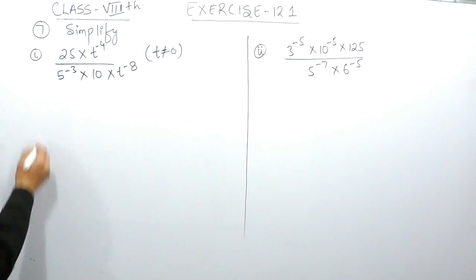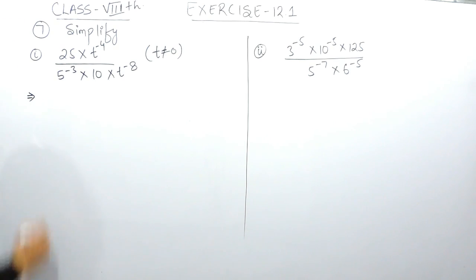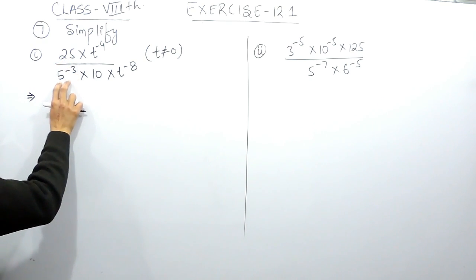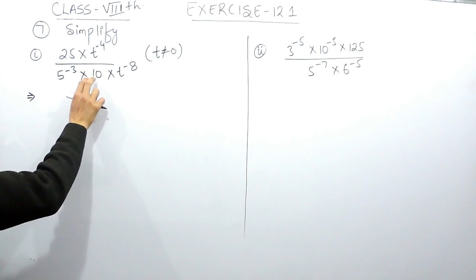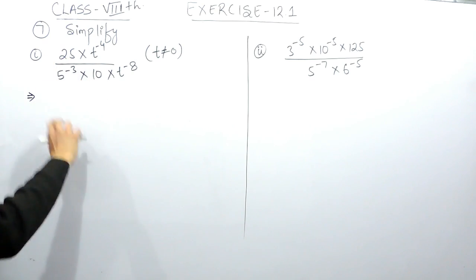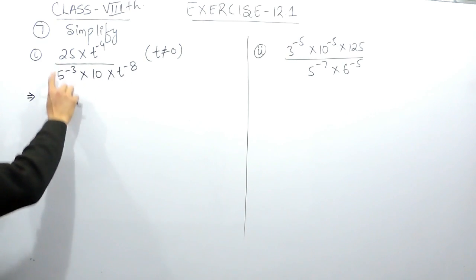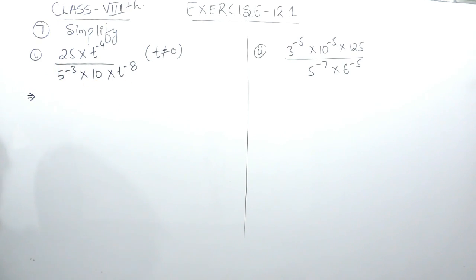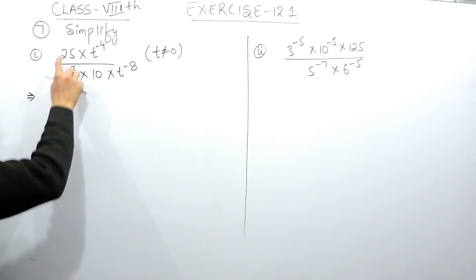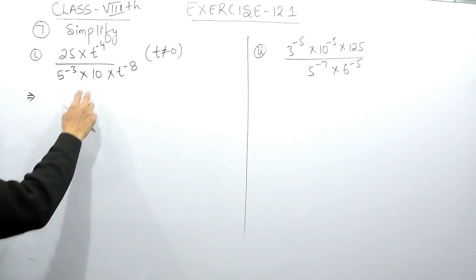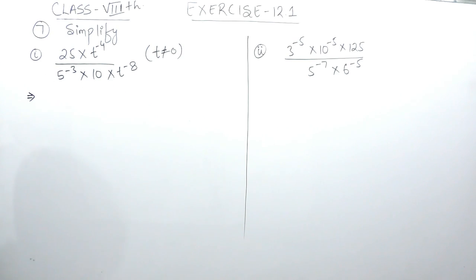Now you have to simplify this expression. To simplify these kinds of expressions, what you need to do is first of all convert all numbers into the same base. This is 25, this is 5, this is 10, and this 25 can be written as 5 raised to power something, meaning the base is the same. Similarly, 10 can also be written as 5 multiplied by 2. So there are many 5s in this expression, so you have to convert all those numbers into the same bases.